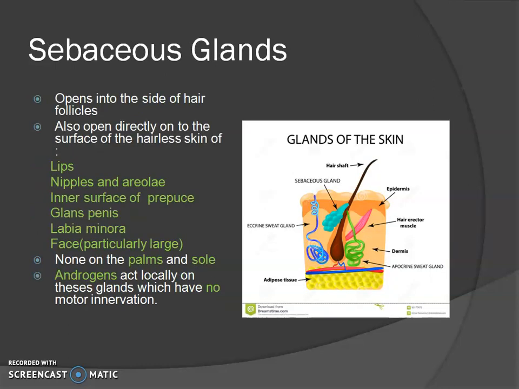Another appendicular derivative of epithelium is sebaceous glands. Sebaceous glands are small circular structures in the dermis where they open into the side of the hair follicles. They also open directly onto the surface of the hairless skin.